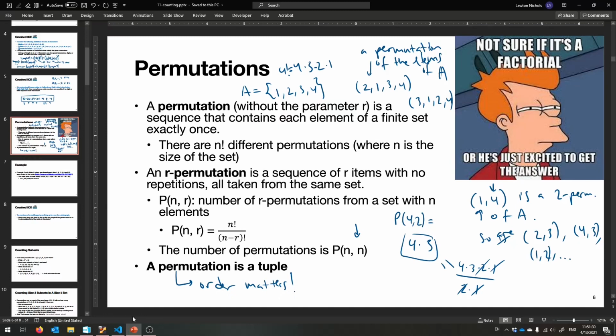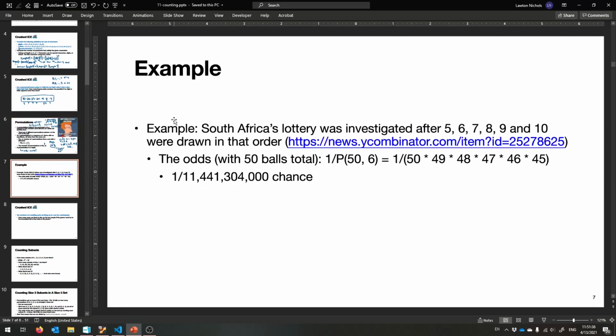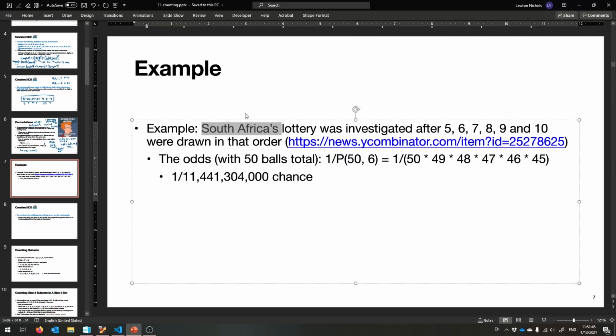Isn't that fun? Lots of factorials from now on. So hopefully this is all coming back to us. So yeah, let's have a fun little example of this new notation.